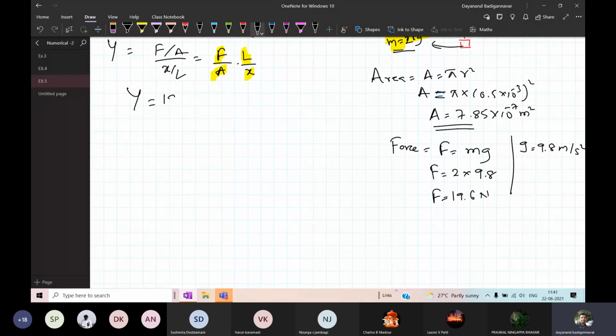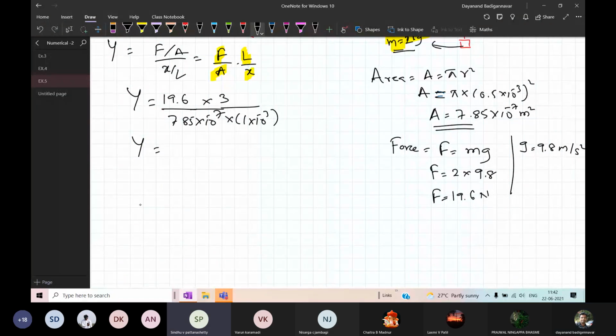So F is 19.6 divided by A, which is 7.85 into 10 to the power of minus 7, into l. What is the length? Length is 3 meter. The original length is 3 meter. The extension produced is 1 mm. So for that we write 1 into 10 to the power of minus 3. Now you evaluate and tell me the answer. 74.87 into 10 to the power 9, sir.